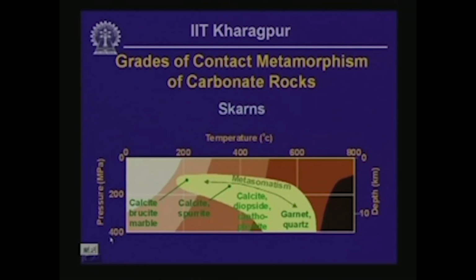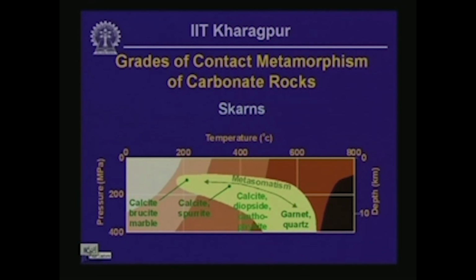Now, contact metamorphism also leads to the formation of another class of metamorphic rocks, which originate when magma intrudes into pre-existing carbonate rocks such as limestone and dolostone. Now, the type of terrain that actually develops in this process is called skarns. Here, in this particular case, we start from calcite and brucite minerals.